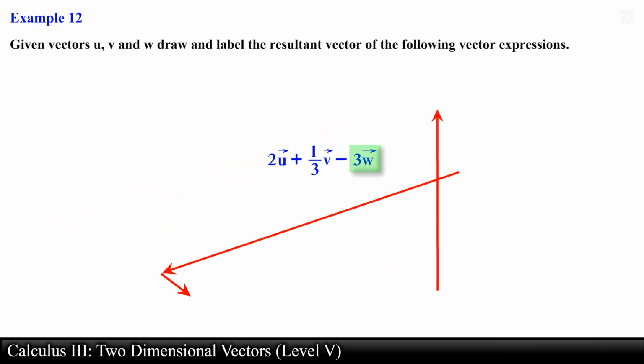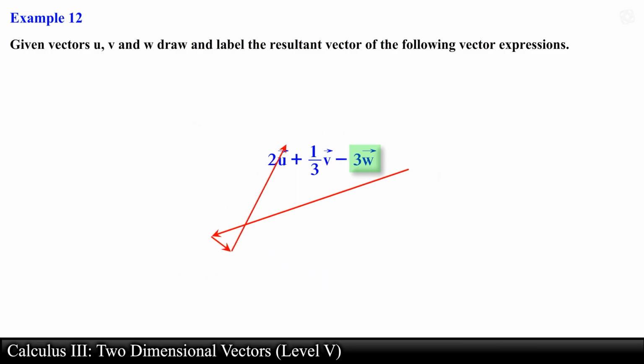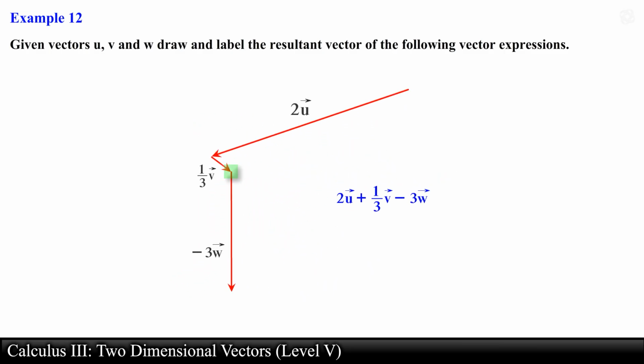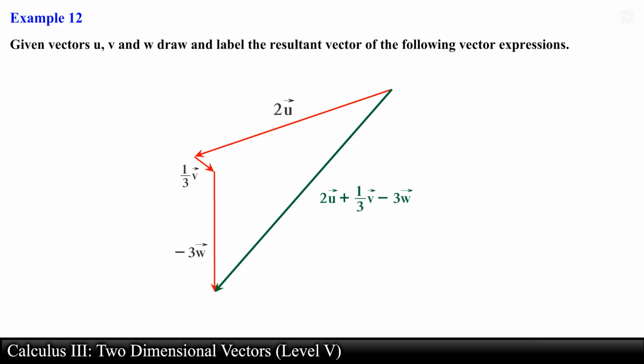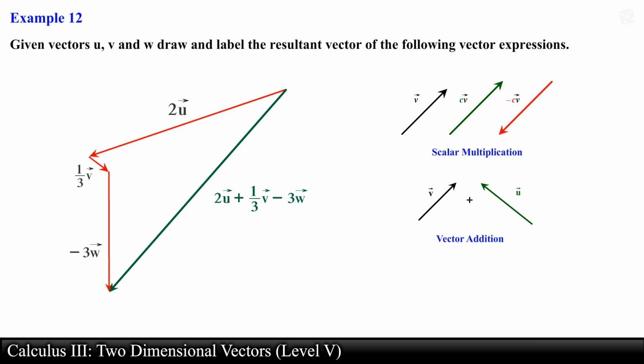Next, let's go ahead and take vector 3w and flip it in the opposite direction. Then we go ahead and align the tail of this vector with the tip of vector 1/3 v. The resultant vector would then be drawn from the tail of vector 2u to the tip of vector 3w. Alright, now that we have a better understanding of the geometry of scalar multiplication, vector addition, and vector subtraction, we are ready to learn how to carry out vector operations algebraically. In our next video, we will learn a more powerful and precise method for computing various vector operations.